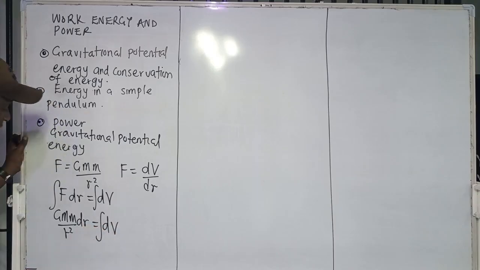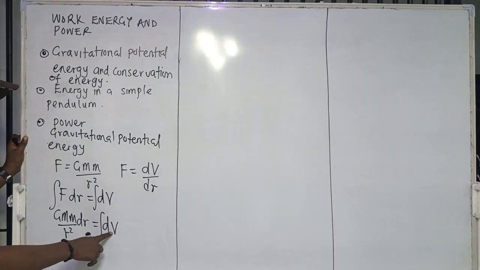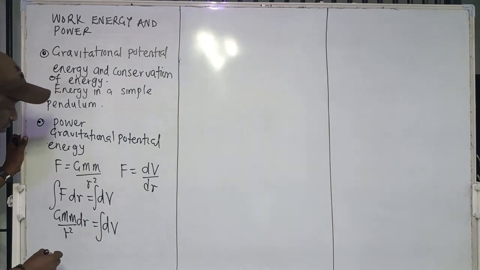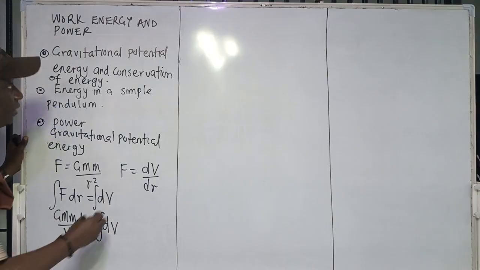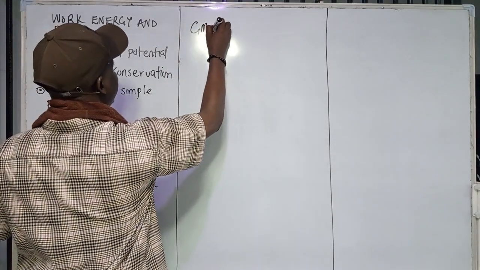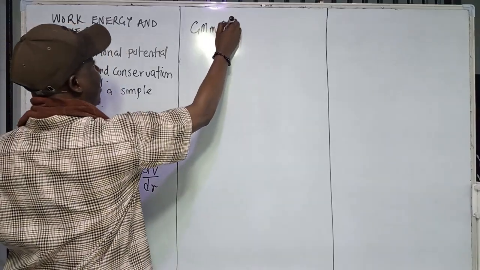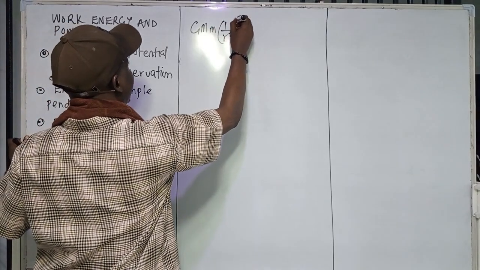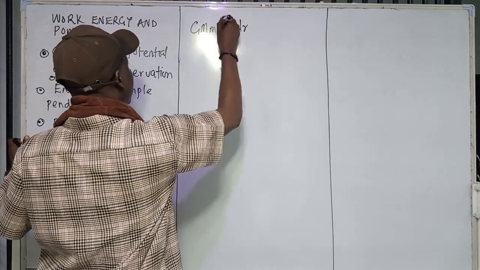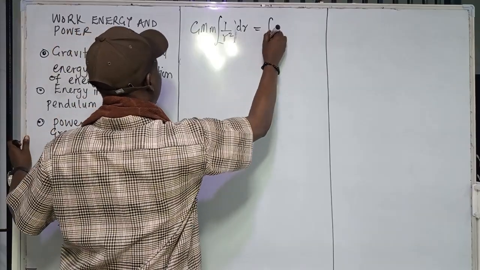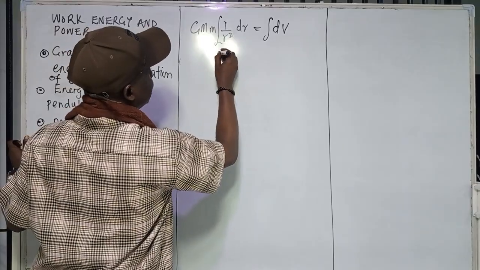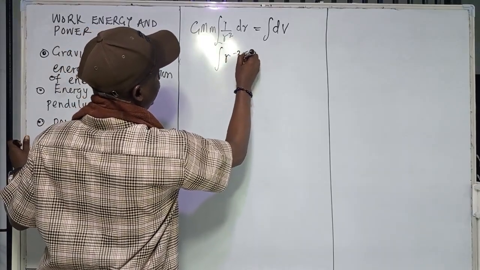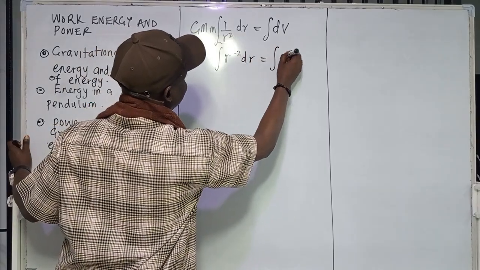integral dV. If you integrate with respect to V here and with respect to r here, this one is constant. So you are going to have Gmm into the bracket 1 over r square dr. You leave that one constant. It's equal to integral dV. If you integrate with respect to r, which is the same as r raised to the power minus 2 dr, equals integral dV.